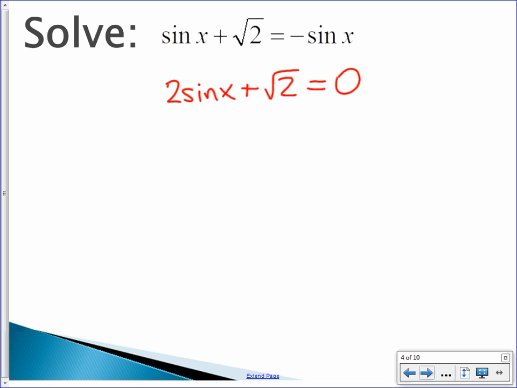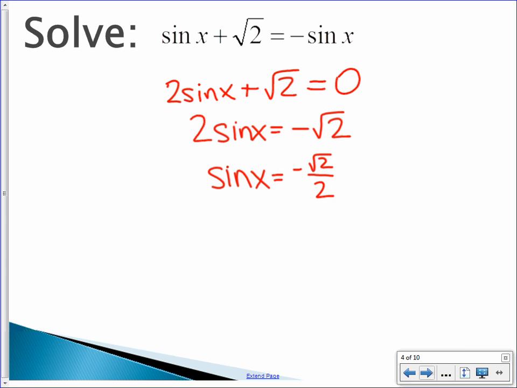Now what? Subtract the radical 2, and then divide by 2. Once your trig function equals a number, you need to stop. The x is the angle of our trig function, so we're not going to divide out sine. We're going to stop once we have our trig function equals a value. Now we're going to identify angles.